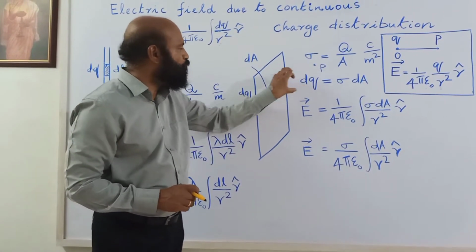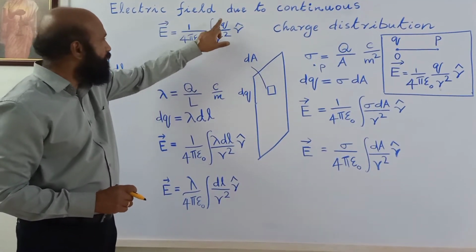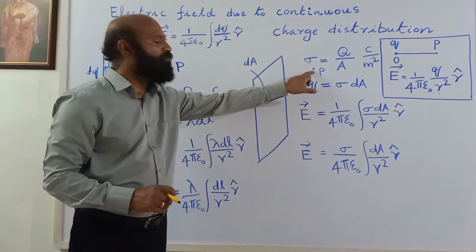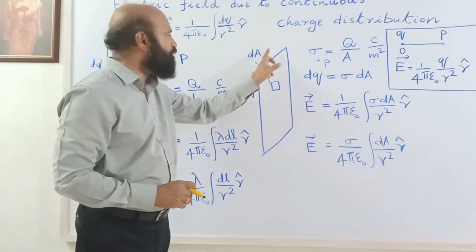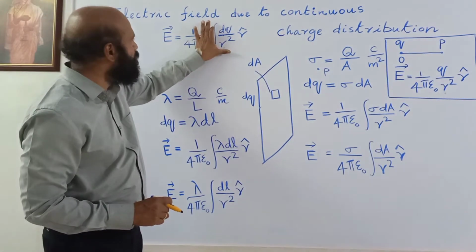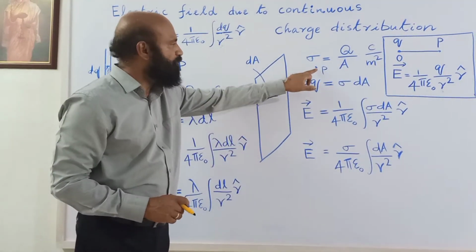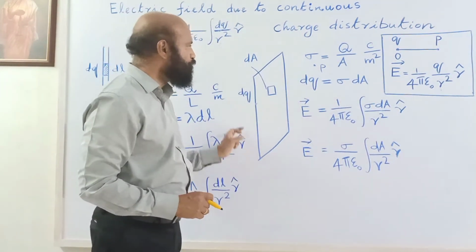Field here due to this charge element is given by this relation. Then we have to integrate it for getting the field here due to this charge distribution. First we have to get the field here due to this small charge element, then integrate it. So you get the total field due to this charge distribution.